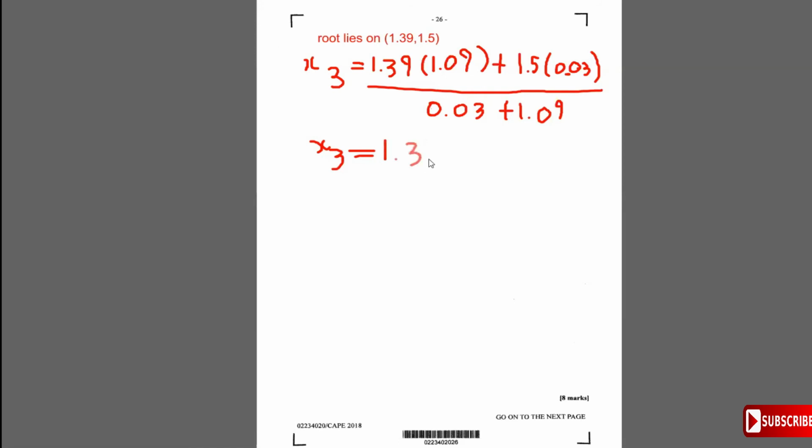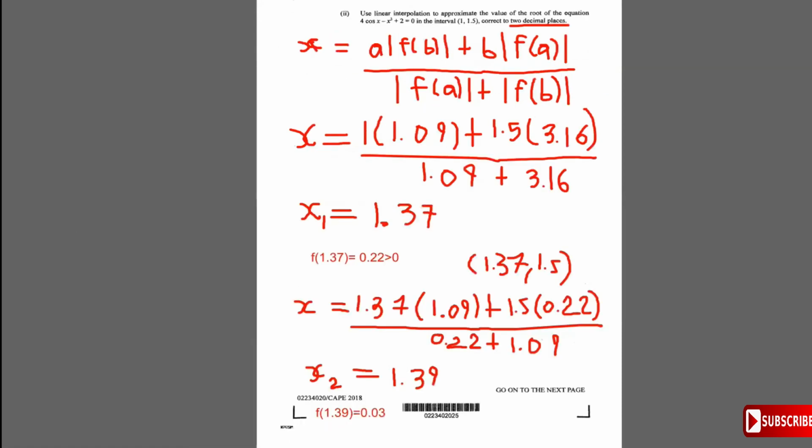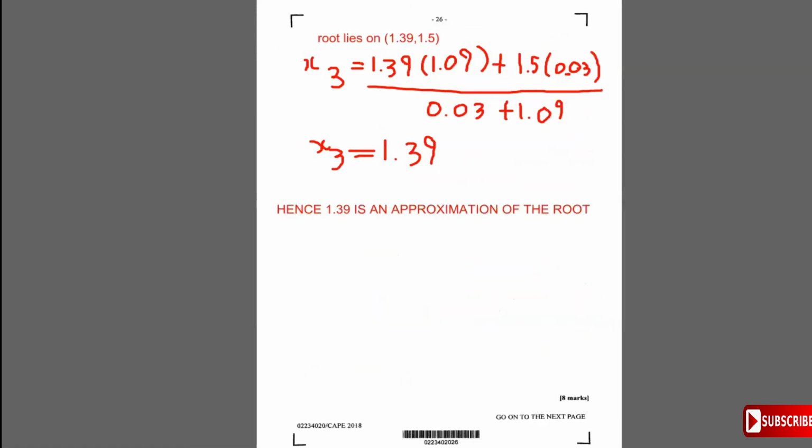Since I get 1.39 repeated, it is fair to say that 1.39 is an approximation of the root, because it's repeated. So 1.39 must be the approximation of the root. So you can stop here. How did I predetermine where to stop? I'm getting the root repeated, so you can stop right there.